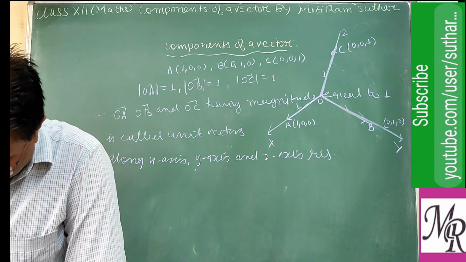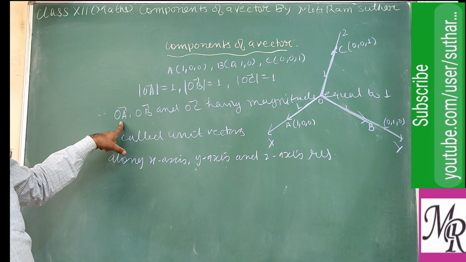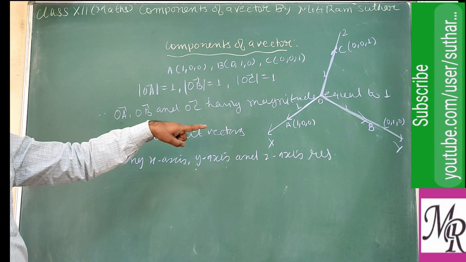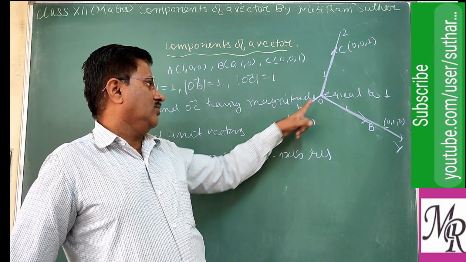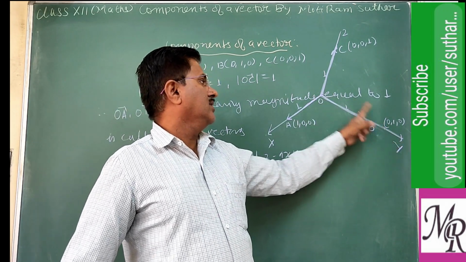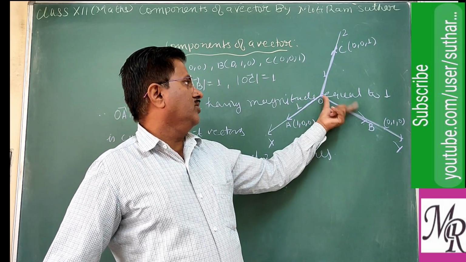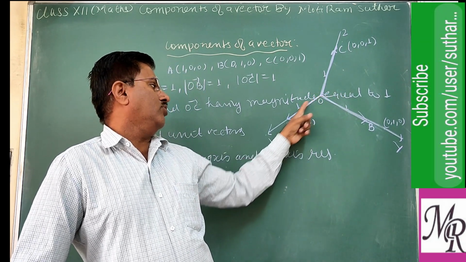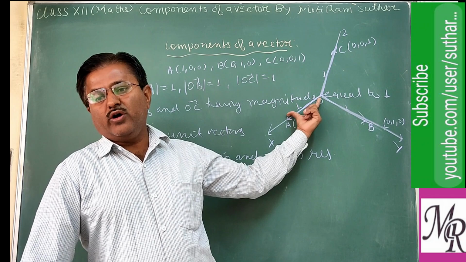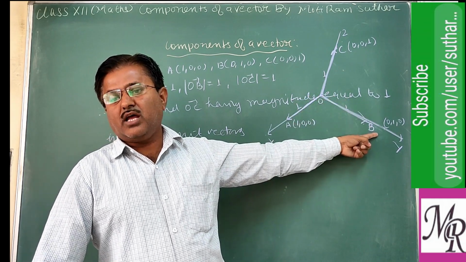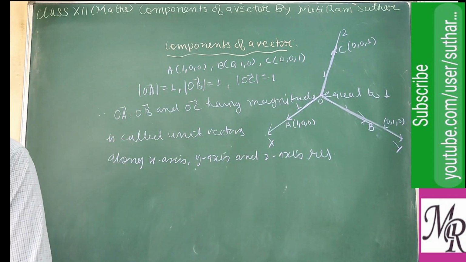So what is the meaning of the unit vectors? A vector having magnitude 1 and along the coordinate axis, like the x-axis or OX, the y-axis or OY, the z-axis or OZ. These are the unit vectors OA, OB, OC. Direction is already there from O to X, O to Y, O to Z. So it is understandable. OA means along the x-axis, OB means along the y-axis, OC means along the z-axis.